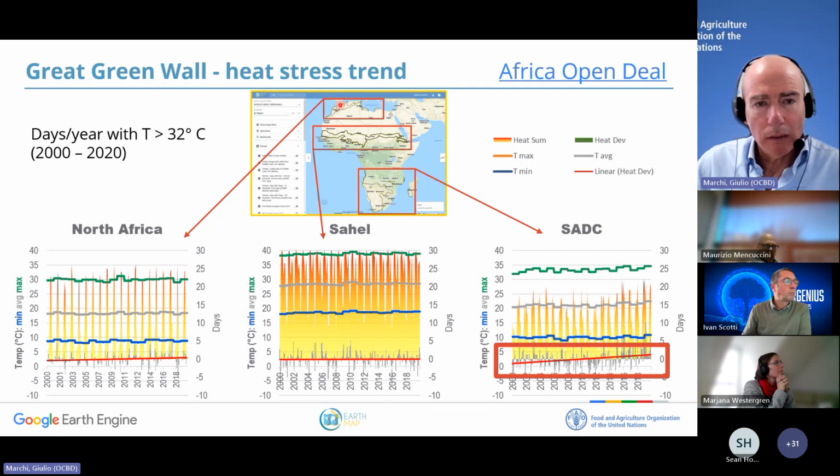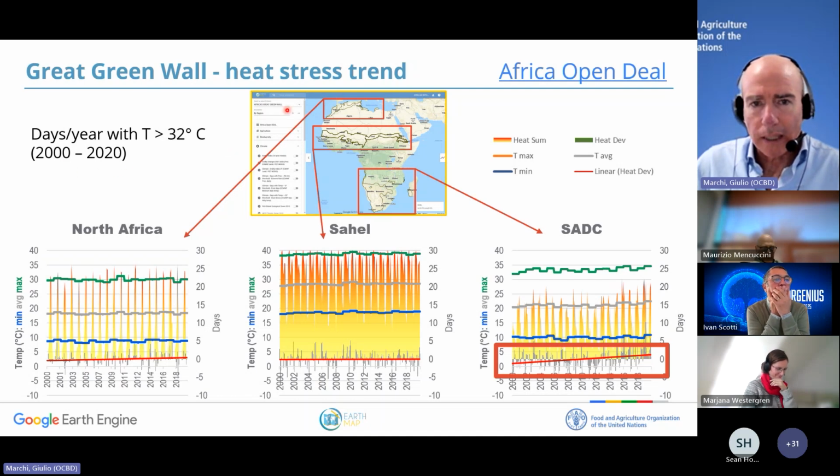We were involved, and we are still involved, in the Great Green Wall initiative on these three main areas, being Northern Africa, Sahel, and SADC. Through EarthMap, it was possible to rapidly derive for these three major areas the heat stress trend, meaning the number of days per each year where the temperature was above a certain threshold that we set at 32 degrees. All this for 20 years, from 2000 to 2020.